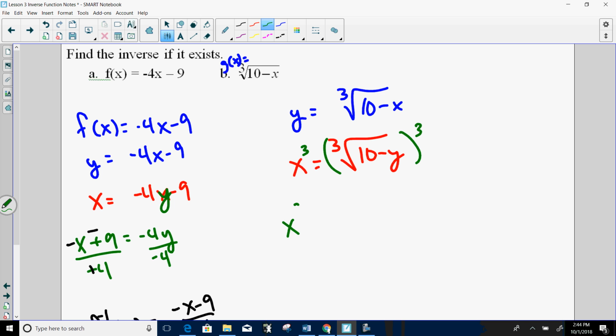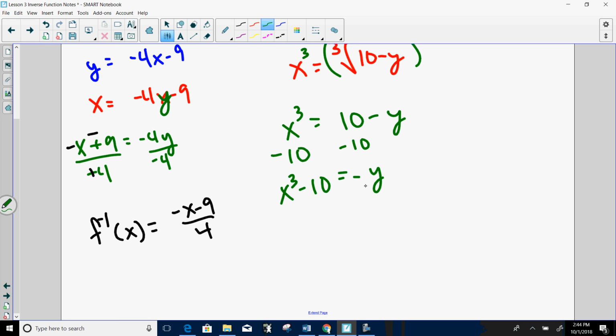So I get x cubed equals this, not the cube root anymore. We got rid of it. It'll be just 10 minus y. Now I'm going to subtract the 10 to the other side. So I get negative y equals x cubed minus 10.